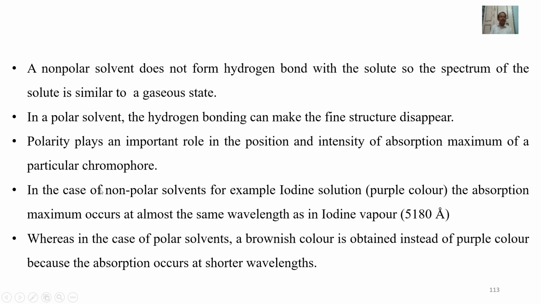In the case of nonpolar solvents, for example, iodine solution, purple in color, the absorption maximum occurs at almost the same wavelength as in iodine vapor, around 5180 angstrom. Whereas in the case of polar solvents, a brownish color is obtained instead of purple color because the absorption occurs at shorter wavelengths.